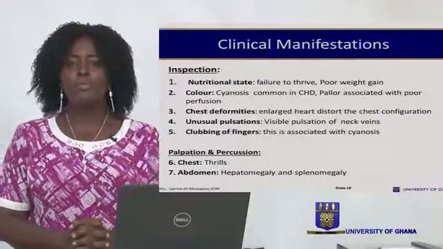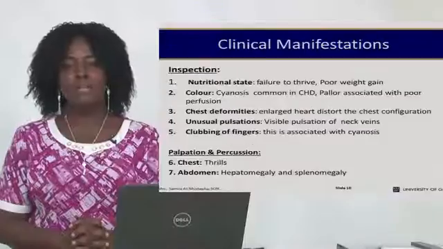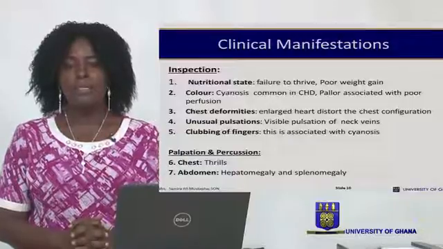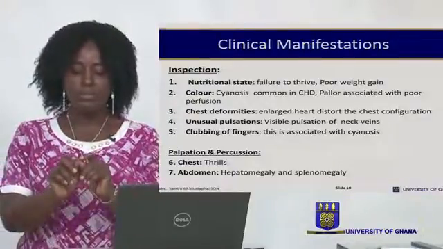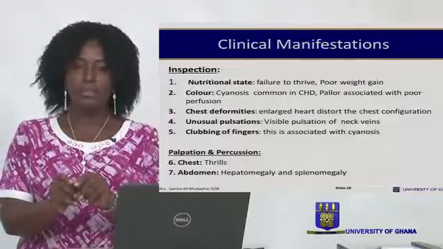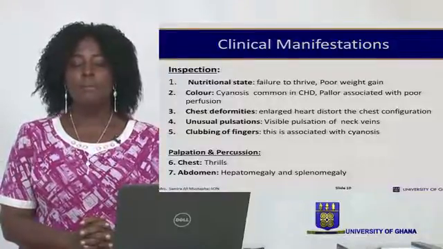And then also there will be some chest deformities and also unusual pulsation. The neck veins may be distended and visible because they are full and pounding. And clubbing of fingers, this is in association with all cyanotic conditions. The clubbing of the fingers are protruding outwards, and when you do this, you lose the diamond shape that you require because it's full.